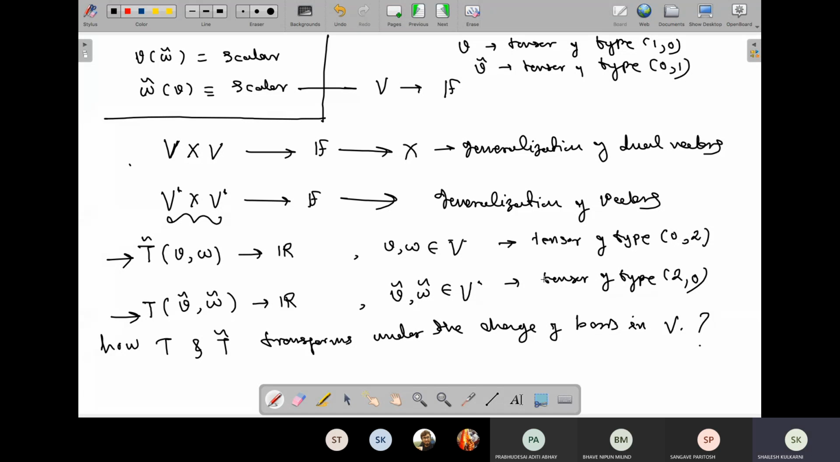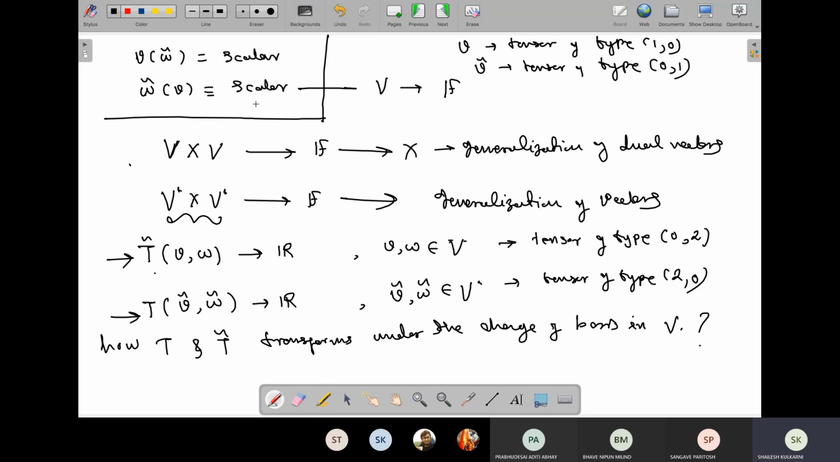So a tensor, when considered as a mapping, suppose you consider a tensor of type (0,2). It takes two vectors and gives me a number. So it is a mapping from V cross V, two copies of the vector space, to the real numbers. And this tensor of rank (2,0) will be a mapping from the dual space to the real numbers. Just compare this with this simplified case.